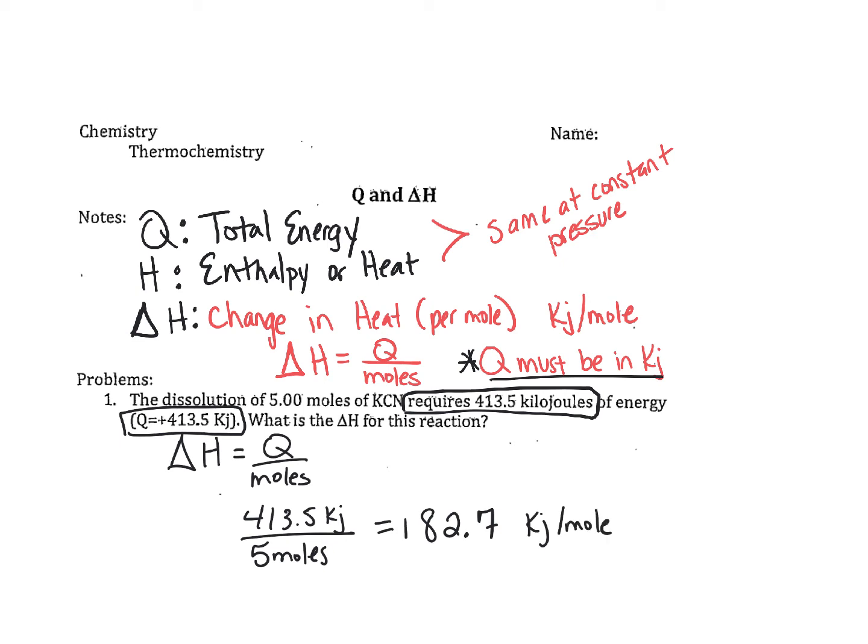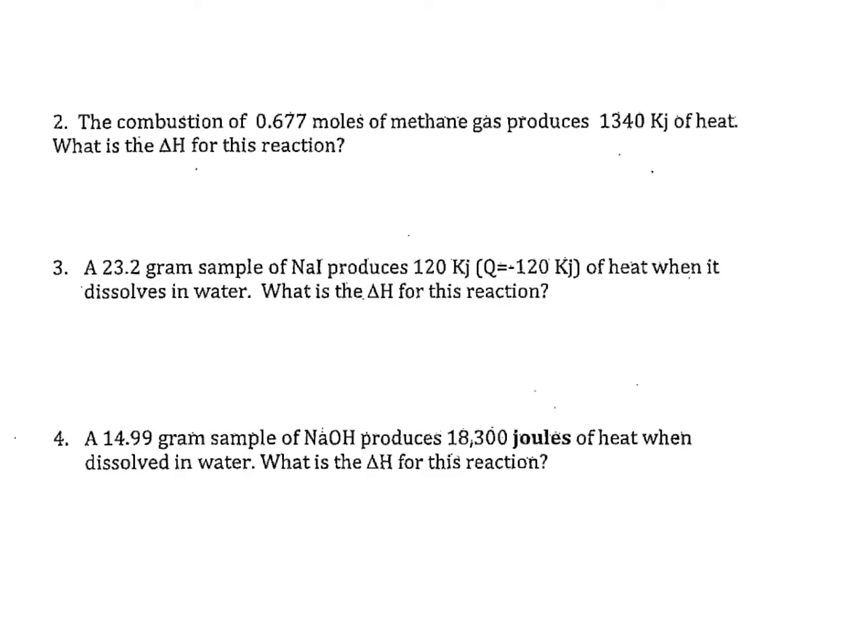It is a positive kilojoules per mole because this is energy that is going into the chemical reaction. So take a minute and pause it. Remember, our delta H is going to be equal to our energy divided by our moles that are reacting. I'd like you to go ahead and pause it and try number 2, 3, and 4 on your own. Remember that Q must be in kilojoules, so make sure that you're always in kilojoules, and then you can calculate your delta H. So pause it now and try some on your own.